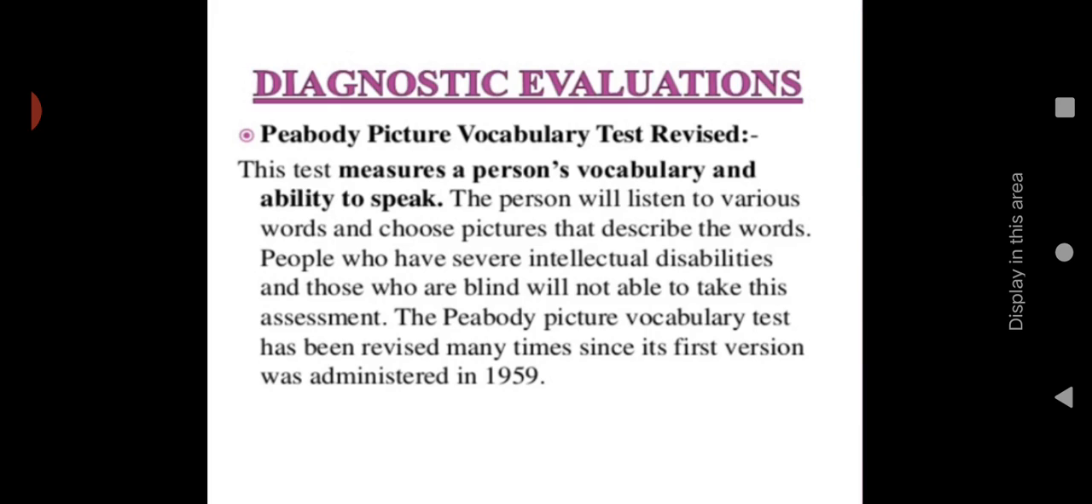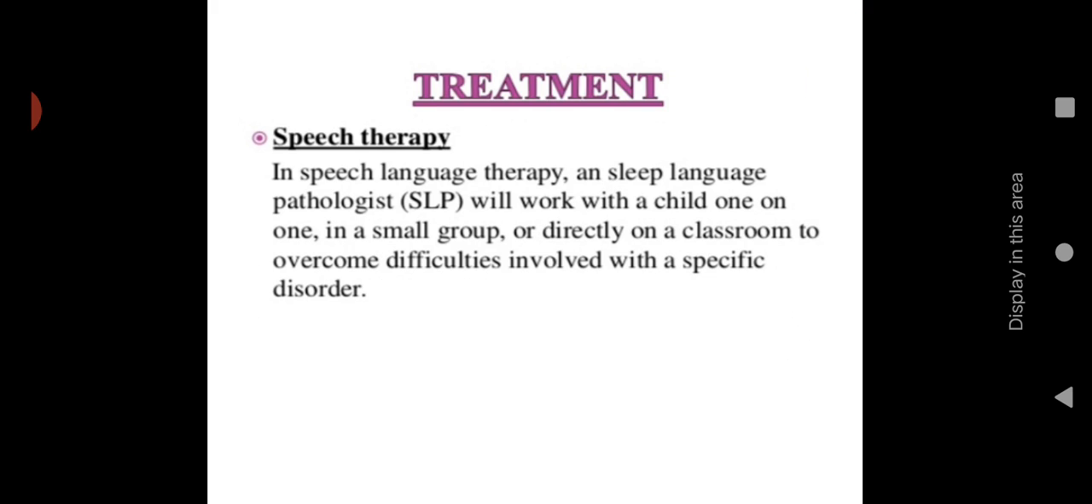The Peabody Picture Vocabulary Test has been revised many times since its first version was administered in 1959. From 1959 onwards, this particular test is going on. In this test, they are providing certain images and words, and they are instructing the person to match the words and images. Okay, so if they are not able to do it, then some speech disorder will be there.